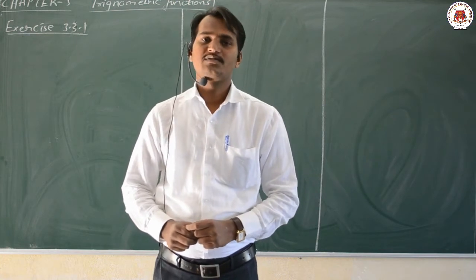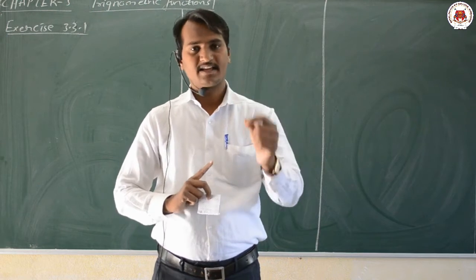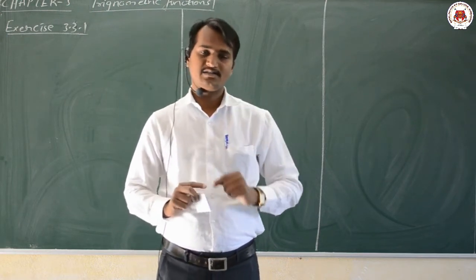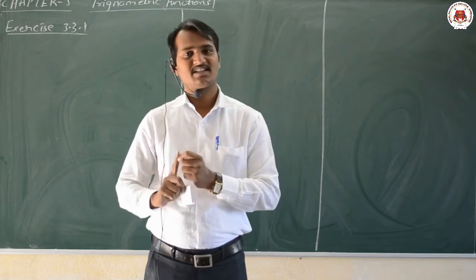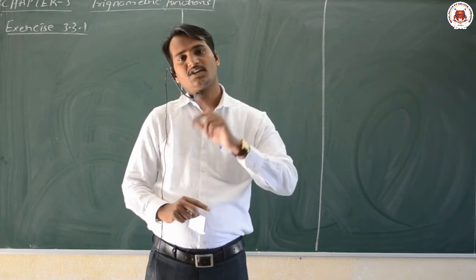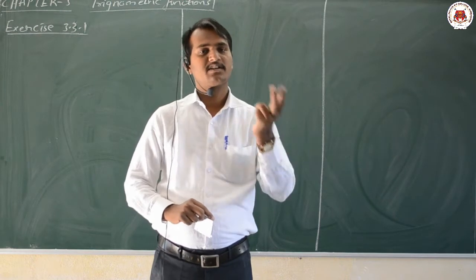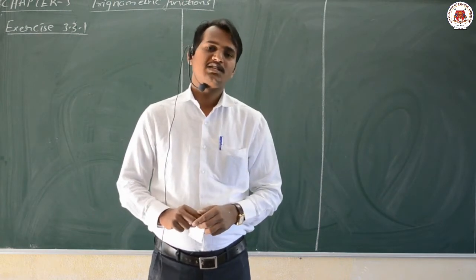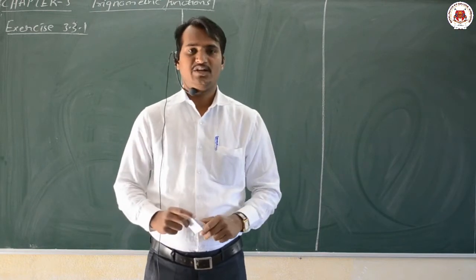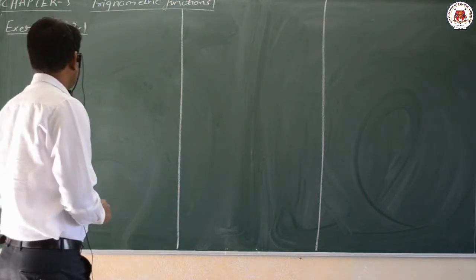You require the values of the trigonometric ratios at the standard angles, that is 0, 30, 45, 60, 90, and so on. Then afterwards we require the trigonometric functions of allied angles, as well as the compound angles. All these formulas we require, the product to sum, sum to product. Okay dear students, now let us begin with our exercise number 3.3.1.